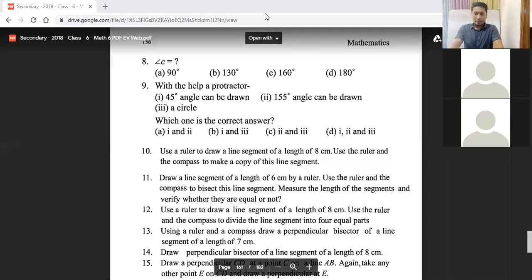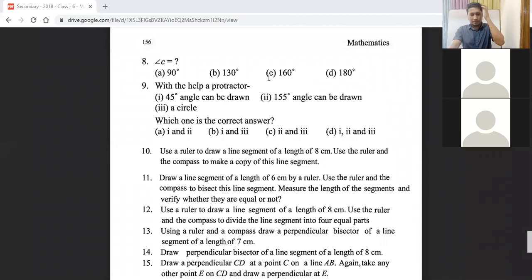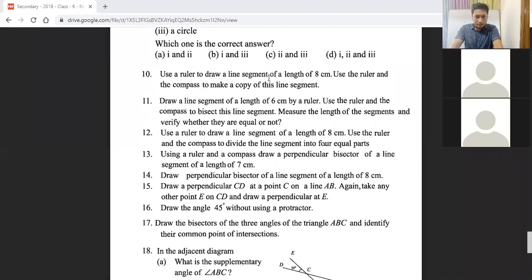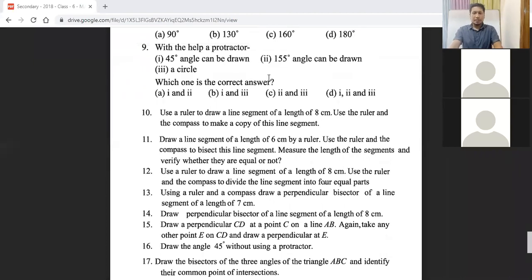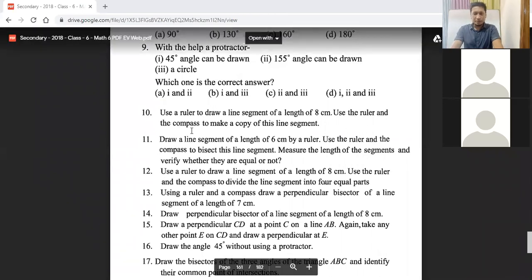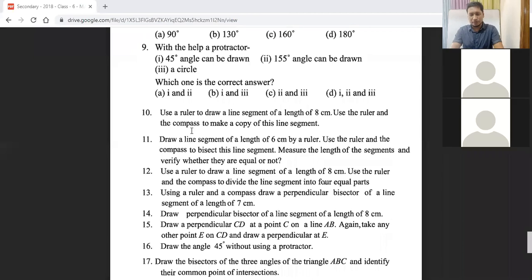So we have successfully completed number 1 to 9, all types of MCQ related question. Now we are going to solve construction. Okay, number 10 says, use a ruler, draw a line segment of 8 centimeters, and use the ruler and compass, make it a line segment. It's very easy. We will not solve it in our class. We will solve different difficult types of math. It's very easy. You have already done them in your textbook related example.